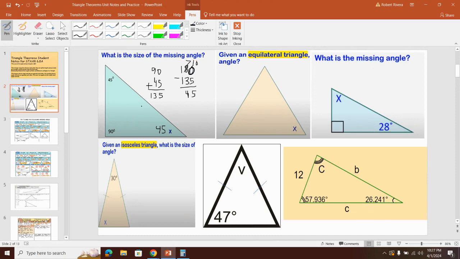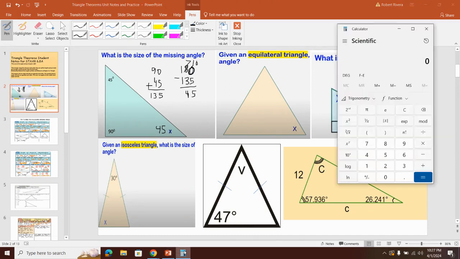Now to check, you can add them all three together and they better equal 180. So if I will get my calculator, 45 plus the 45 that we found right now, plus the other 90, and there it is, exactly 180.